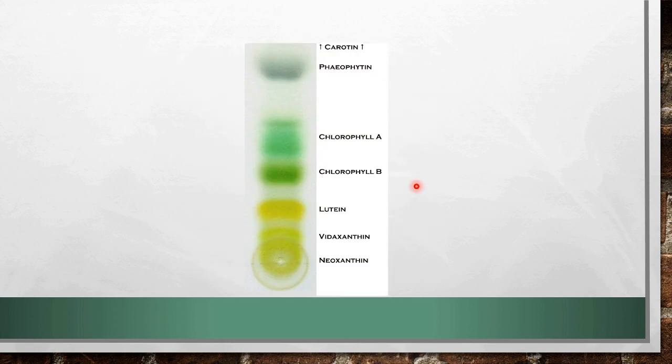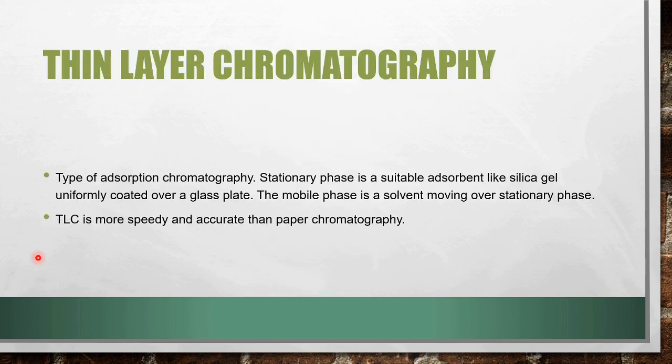Now we can see that colored components form a number of colors on the paper, and colorless components can also be there. They are located by spraying certain reagents which form colored complexes with them, so that we can easily identify them. This picture shows various plant pigments which are separated through paper chromatography, like chlorophyll A, chlorophyll B, etc. Second one is thin layer chromatography.